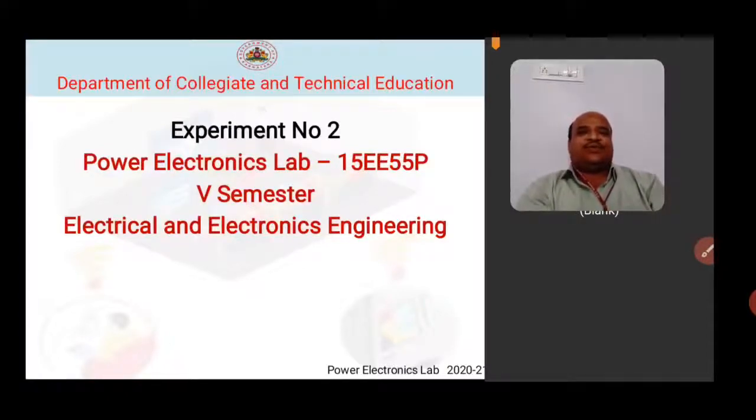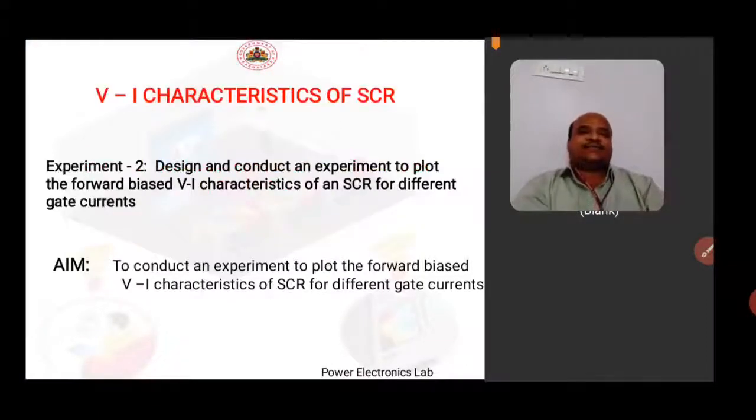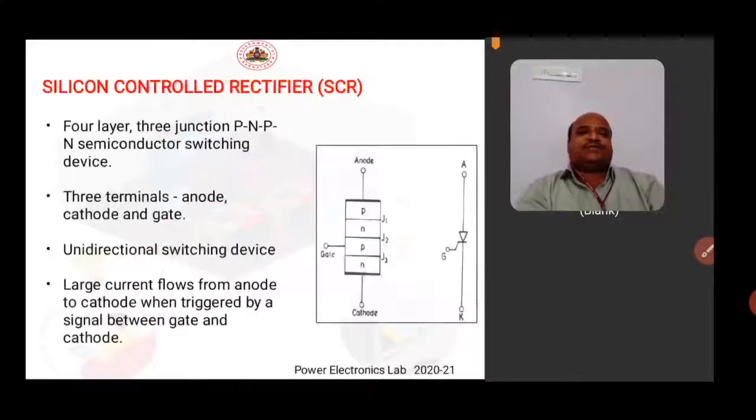Today we are going to conduct experiment number 2, that is VI characteristics of SCR. The aim of the experiment is to plot the forward biased VI characteristics of SCR for different gate currents. Before we proceed to the instructions to conduct the experiment, let us go through the construction and working of SCR and also the VI characteristics of SCR.